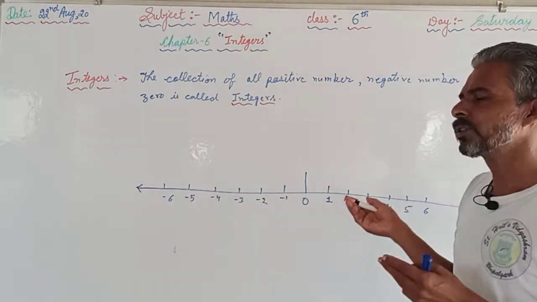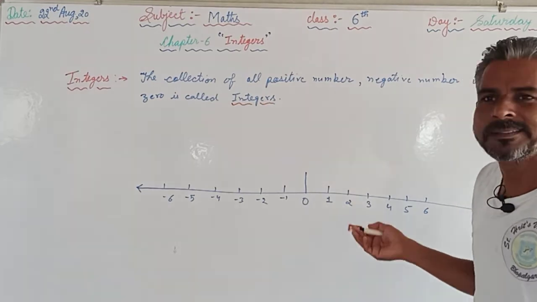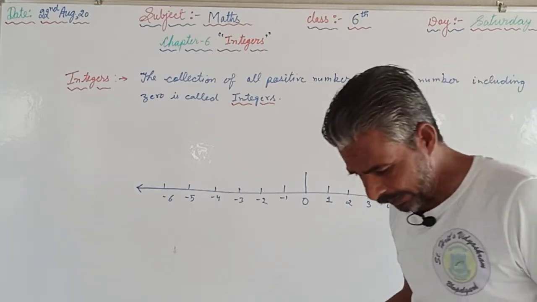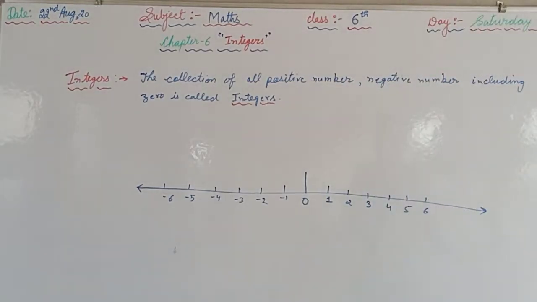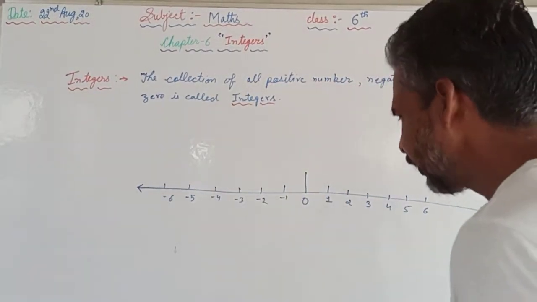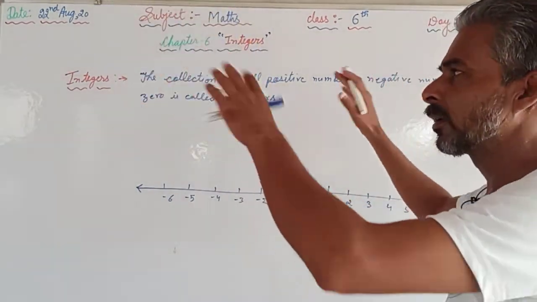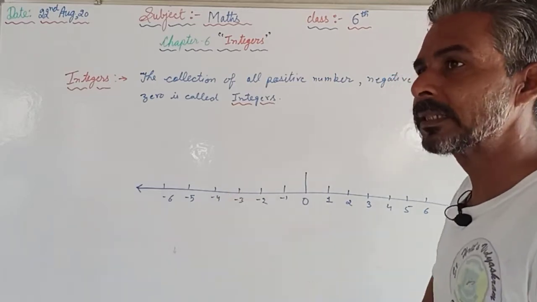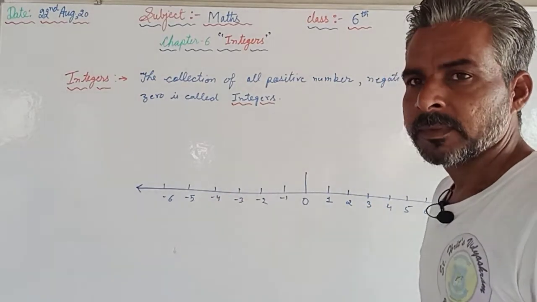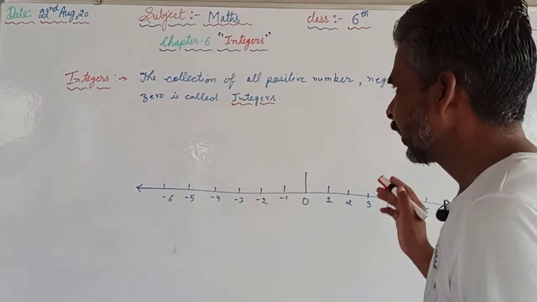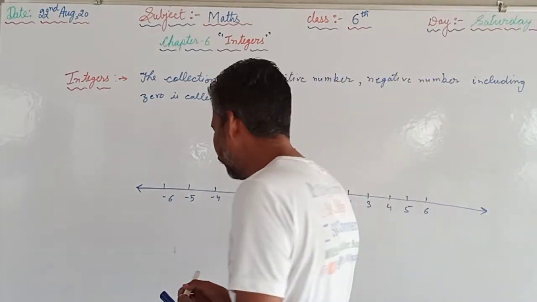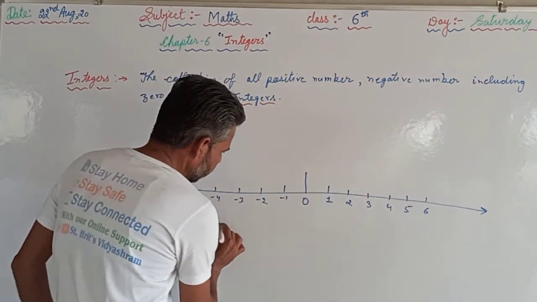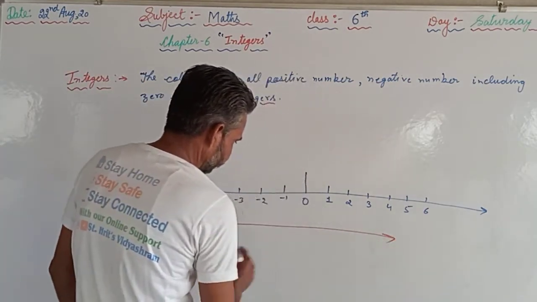We can say there is no starting point of a number line and there is no end point of a number line, but we can see clearly that on the right hand side there are positive numbers, on the left hand side there are negative numbers. So the collection or set of all these positive numbers along with negative numbers including 0 are called as integers. Now one more thing is there, as we have drawn the number line right now, so that order is the increasing order.